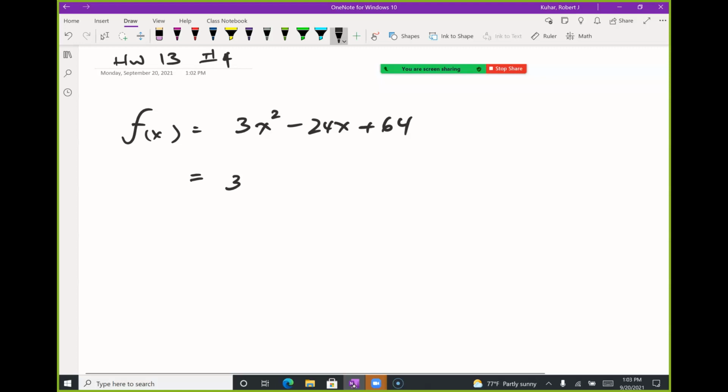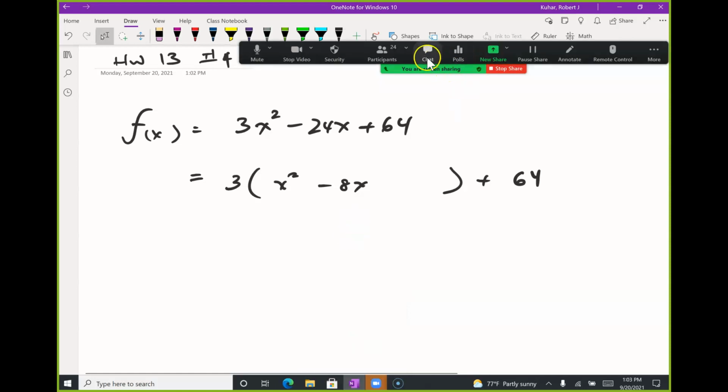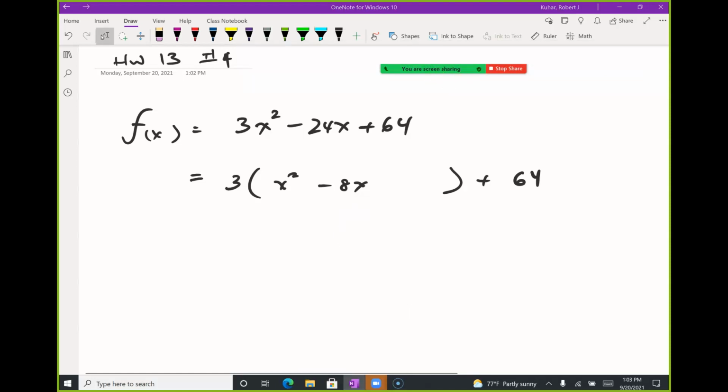So we're going to factor out a 3 from the first 2 terms. Is this okay with everybody? Everyone okay here? I don't have my chat open. Yes. Thank you. Yep. Thank you.